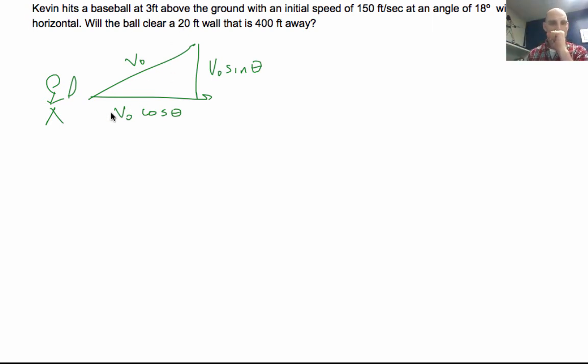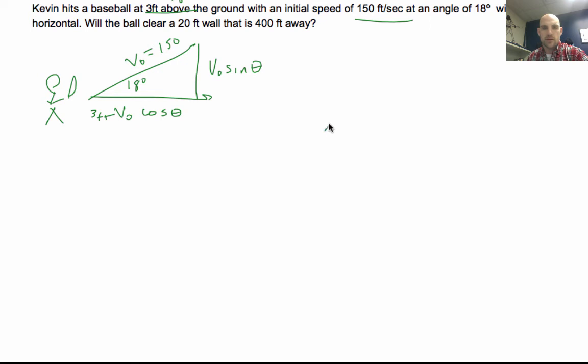Kevin hits a baseball 3 feet above the ground, so this is height sub 0, with an initial speed of 150 feet per second, at an angle of 18 degrees with the horizontal. Will the ball clear a 20-foot wall that's 400 feet away?